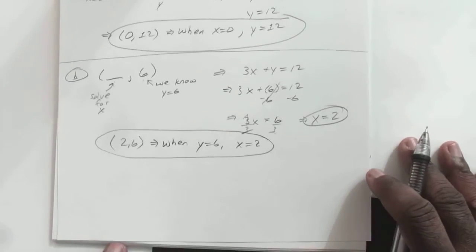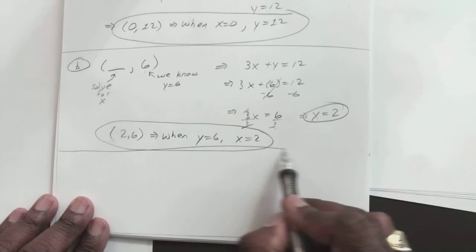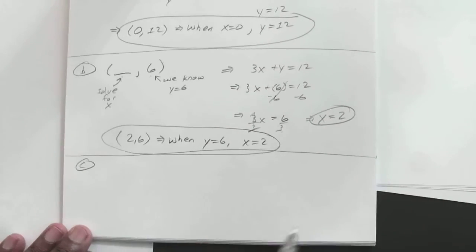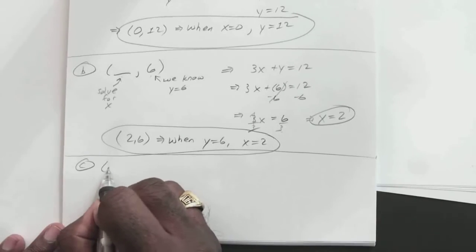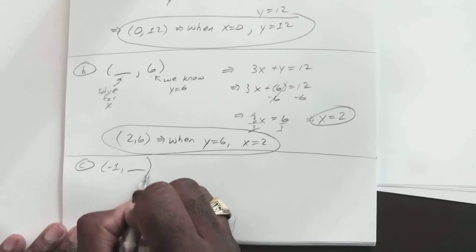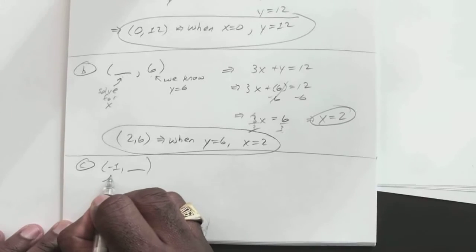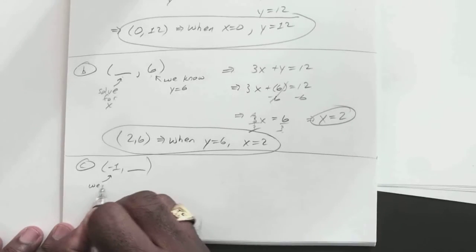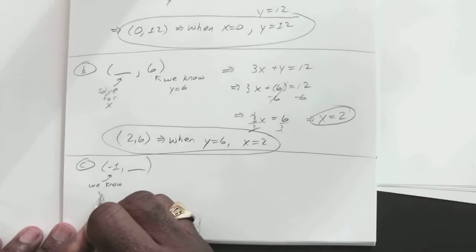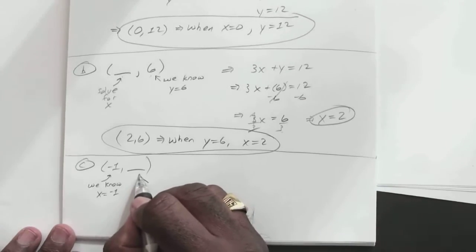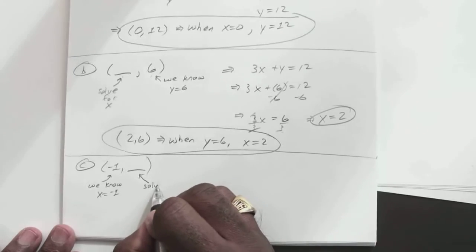All right, so the last one, for C, that's -1 and some unknown y. Okay, so just like the first one, they gave us our x, but we have to solve for y. Okay, so we know x equals -1, and this is just telling us to solve for y.